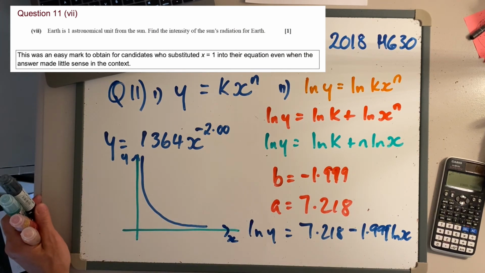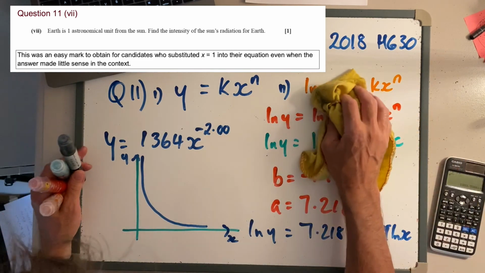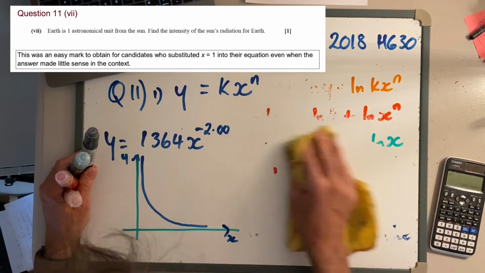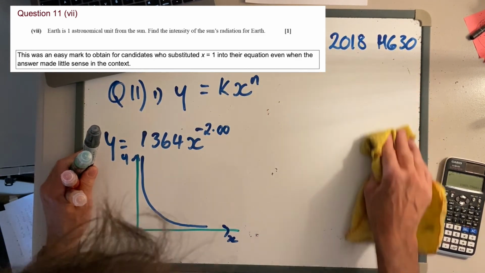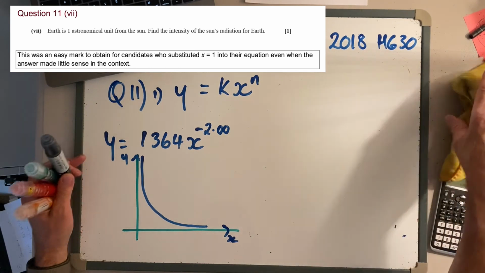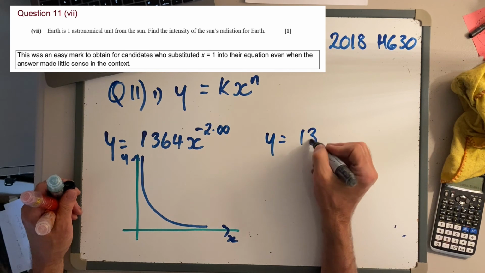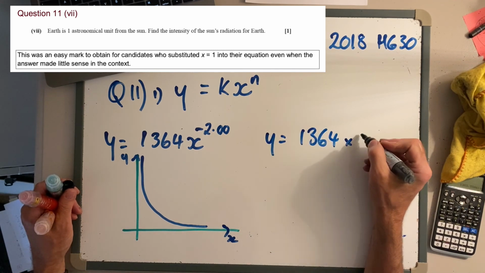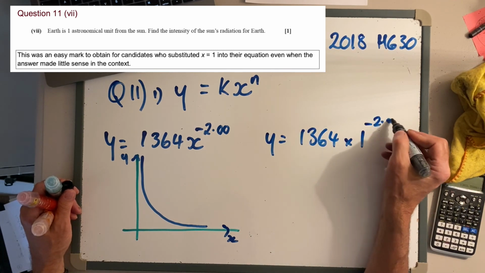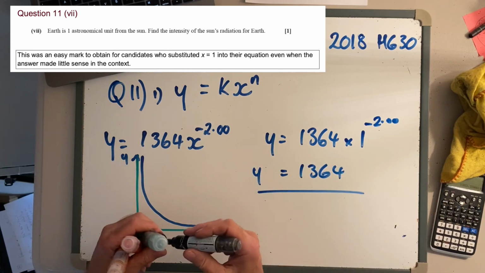Find the intensity of the sun's radiation for Earth. Okay, it's all a bit crowded here. So let's just delete everything here. And I know that x equals 1. So I simply just put 1 into this value here, and I should be fine. So for Earth, our mother planet, 1 to the power of anything, it's just going to be that, isn't it? So there you go.